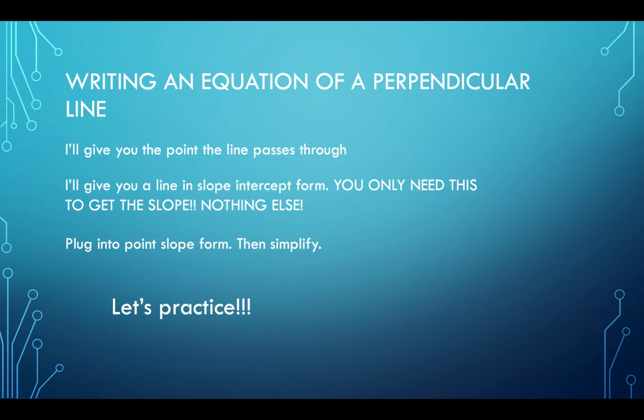So when we're writing an equation of a perpendicular line, once again, I'll give you the point the line passes through. I'll give you a line in the slope-intercept form. You only need this to get the slope, nothing else. Once you get the slope, remember, because we're working with perpendicular, you got to change the slope to become the opposite reciprocal. Then we're going to plug into point slope form and simplify. Let's practice.